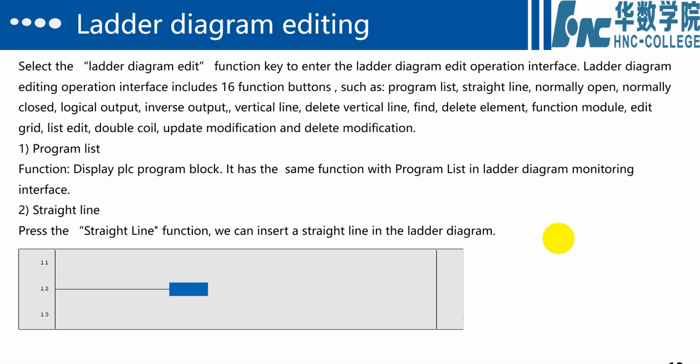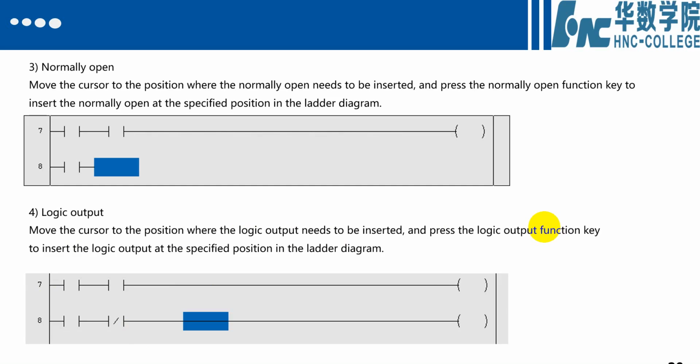First, the program list. The same with the program list that we have introduced above, it displays the PLC program block. And second, the straight line. Press the straight line function key. We can insert a straight line in the ladder diagram. And then the normally open. Move the cursor to the position where the normally open needs to be inserted and press the normally open function key to insert the normally open at the specified position in the ladder diagram.